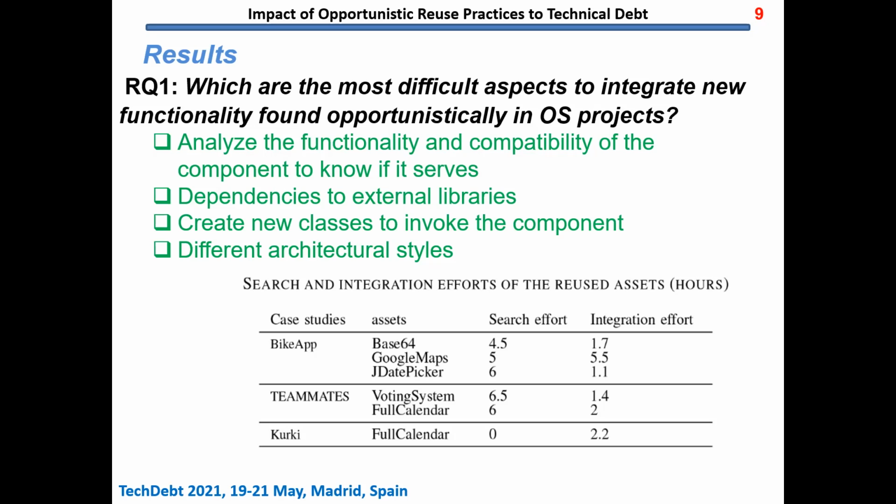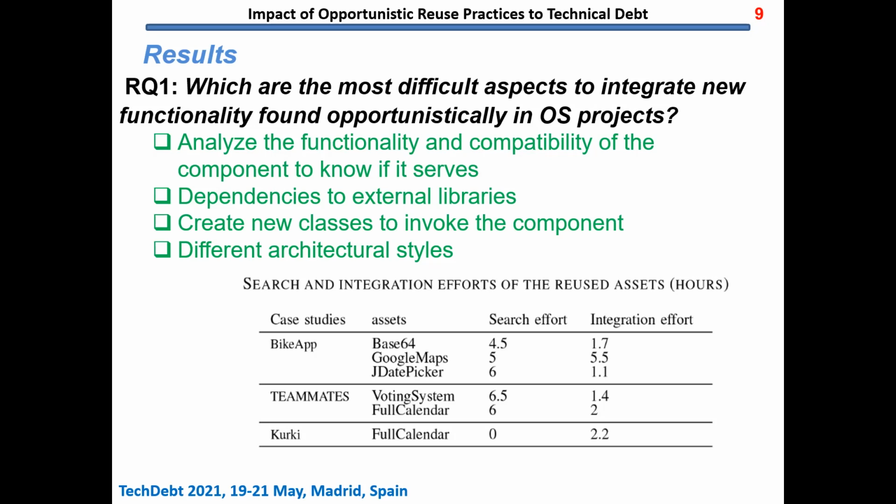So in the table we can see the numbers regarding the search effort, and in the right part the integration effort. In many cases, the search effort was higher than the integration effort because we need to find the components, or we found the component in different repositories, and we need to select which of these components is more suitable according to different criteria.